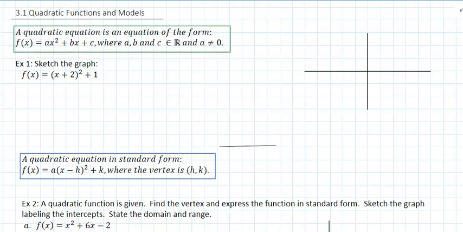3.1 talks about quadratic functions and models. Quadratics will arise in a lot more places than we would like, so we really want to get them out of the way. We dedicated a section to them, and we pretty much discussed everything there is about them.